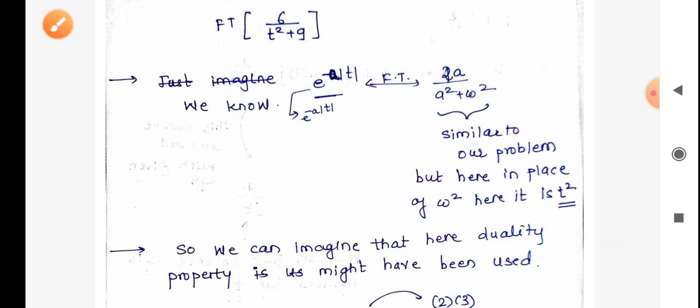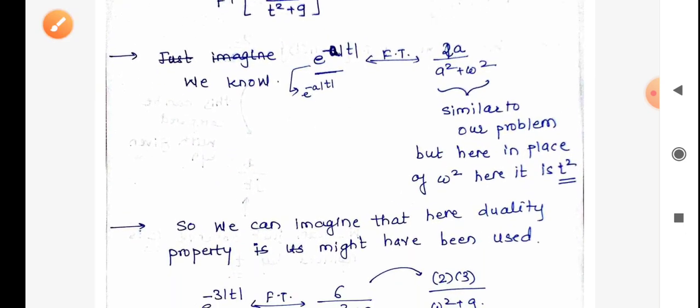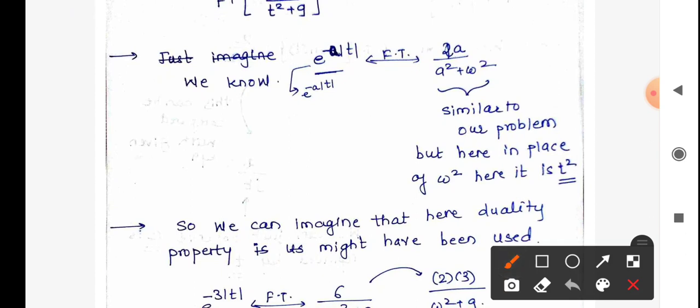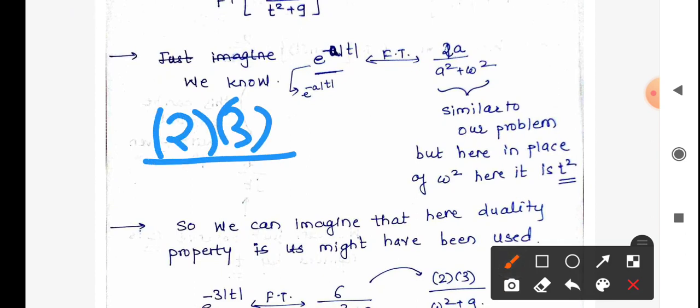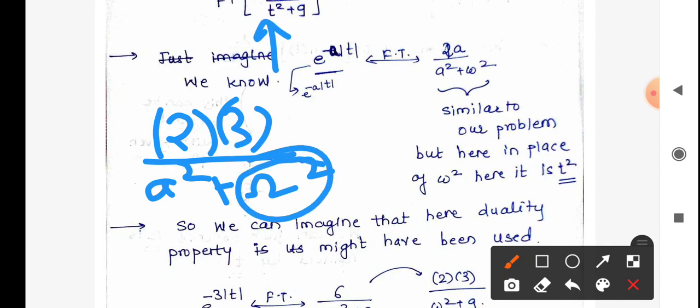We can write my 6 as 2 into 3 divided by a square plus omega square. But the knack here is, in place of this omega square they have given me t square, right? Obviously that very moment it clicks in my mind that I have to use duality, right?